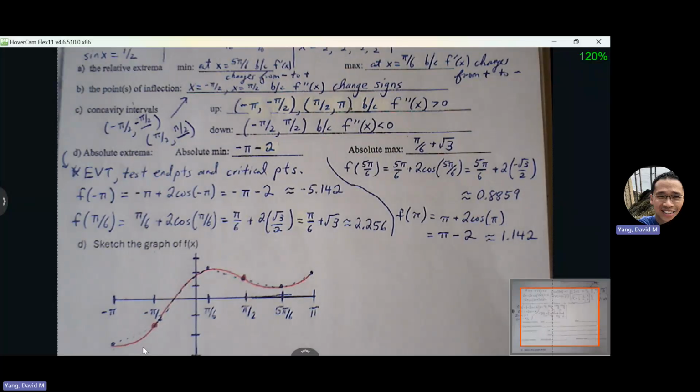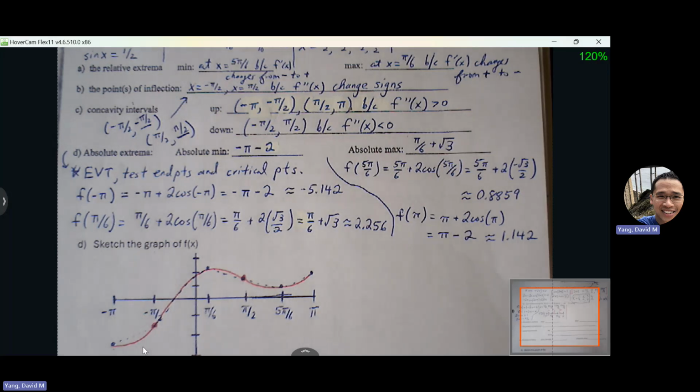Okay, so negative pi into the original function, I get negative pi plus cosine of negative pi. Cosine of negative pi is -1, -1 times 2 is -2, so negative pi minus 2 is the y value of my first endpoint. My third point, pi over 6, I got pi over 6 plus root 3. 5 pi over 6, I got 5 pi over 6 minus root 3. And then at pi, I get pi plus -2, which is pi minus 2.